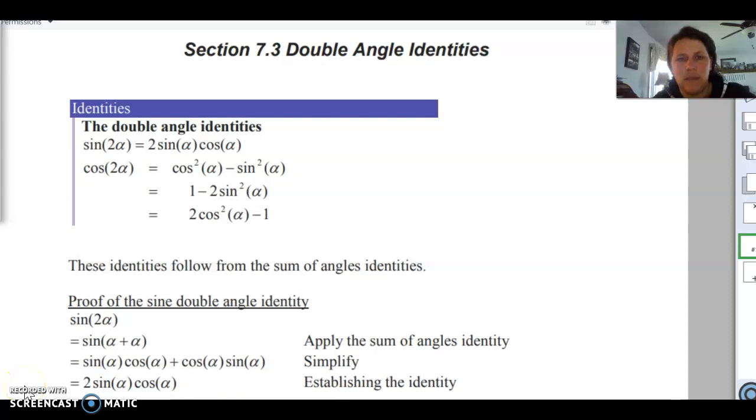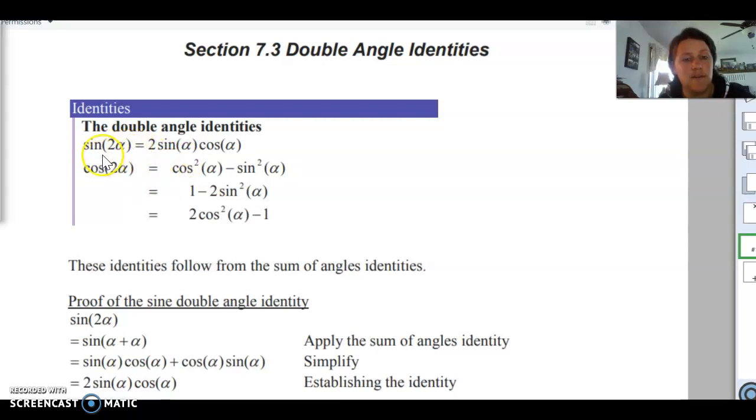Today we're going to be looking at section 7.3, double angle identities. You can see the double angle identities on your trig identities sheet, so hopefully you have that in front of you. We're also going to be going through the half angle formulas as well. First thing we're going to start off with is the double angle identities and the proof of that.